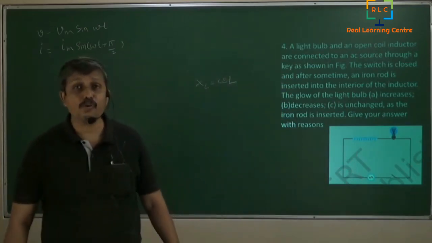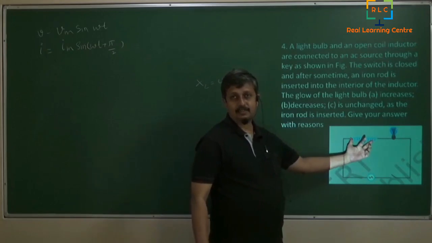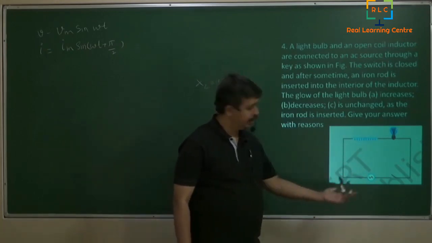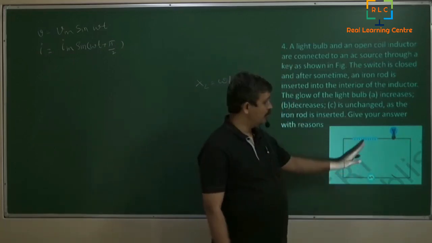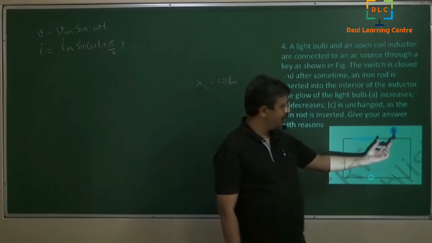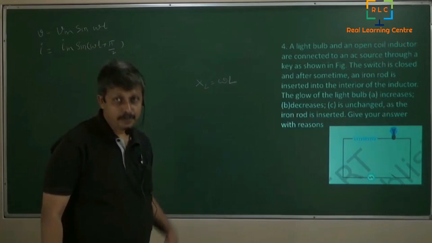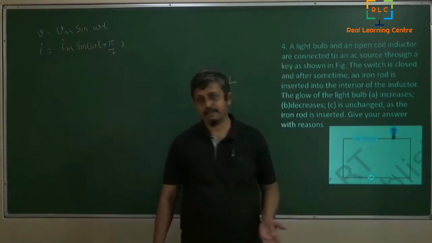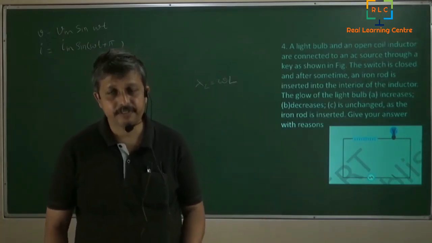So there is more voltage drop that happens in the inductor, because whatever voltage you are giving here is split between these two. More voltage drop happens here and less voltage drop happens across the bulb, which means current through it will be less and it will become dim. That is basically how you can analyze this circuit.